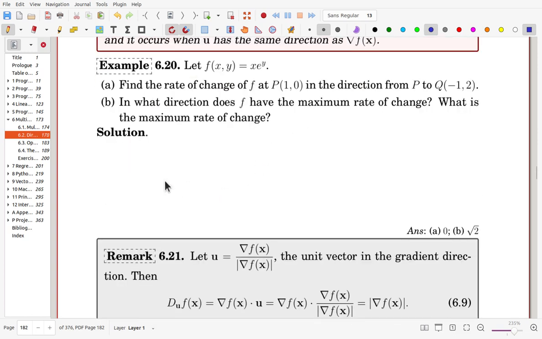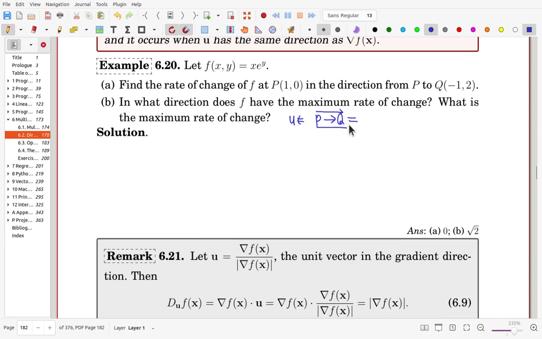Well, let's see this problem. f of x, y is x times e to the y. Find the rate of change of f at (1, 0) in the direction from P to Q. For this problem, let's try to find u first. Here, u is the unit vector from P to Q, right? Once v is given, the unit vector will be obtained from that direction.